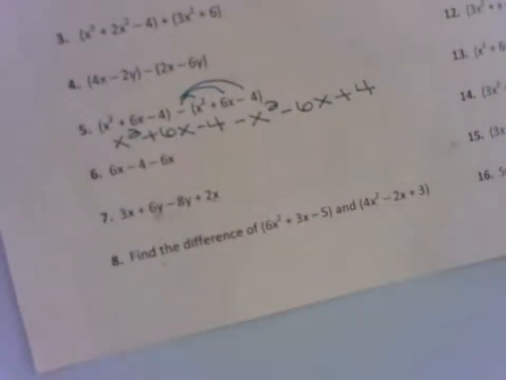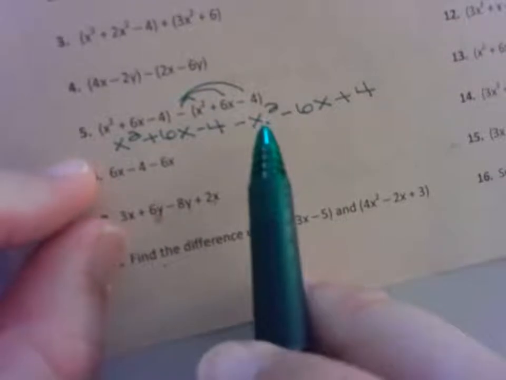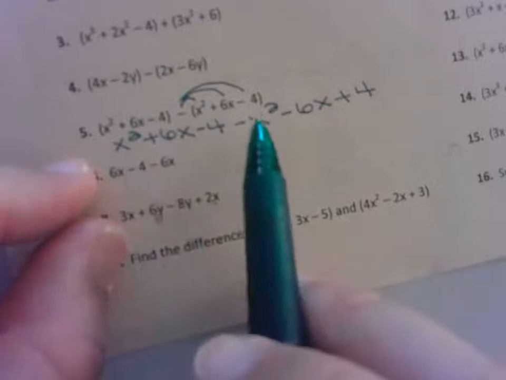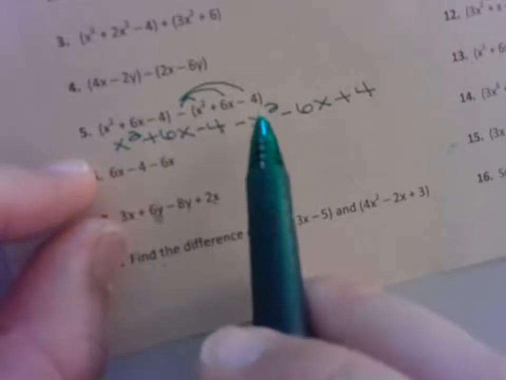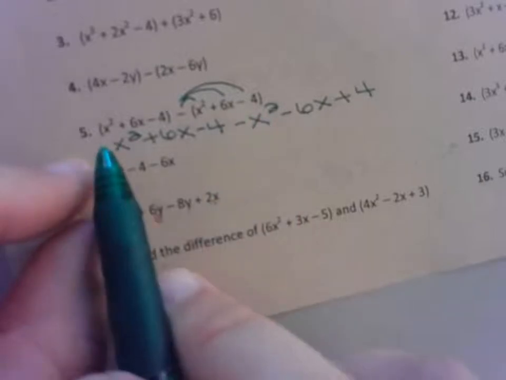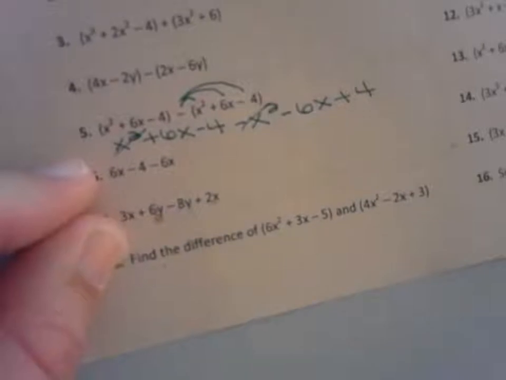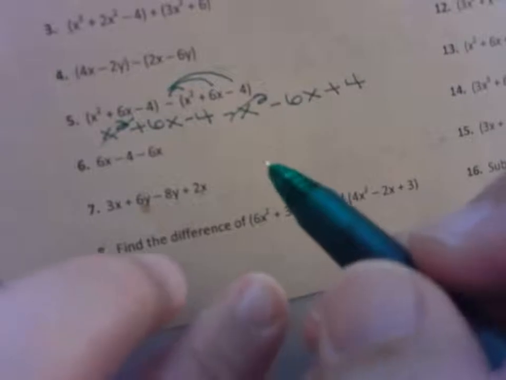So once you do that, then you can start putting things together. Let's start with my x squared. x squared minus x squared. What's 2 minus 2? 0. So the same thing minus the same thing is 0. It's gone. Anytime you have the exact same thing minus the exact same thing, it cancels out as 0. So there's nothing left.